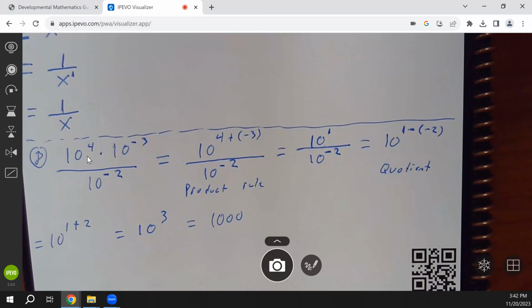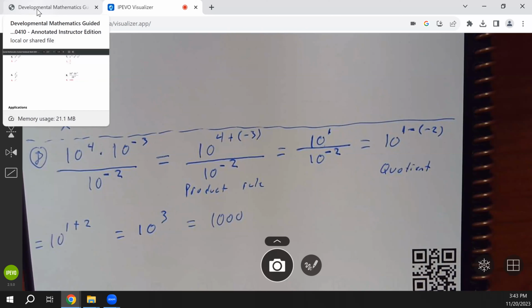Like you could have done 10 to the 4th divided by 10 to the -2, and then that result would be times 10 to the -3. You could have brought that 10 to the -3 to the bottom and then 10 to the -2 to the top, and then did stuff. So it doesn't matter. You'll be fine if you follow the rules. You're good. Any questions on 8?